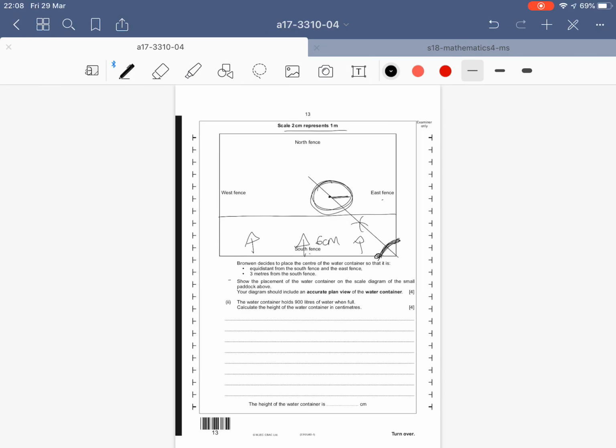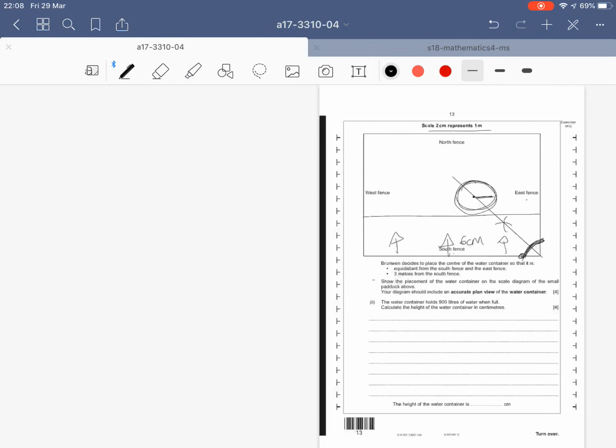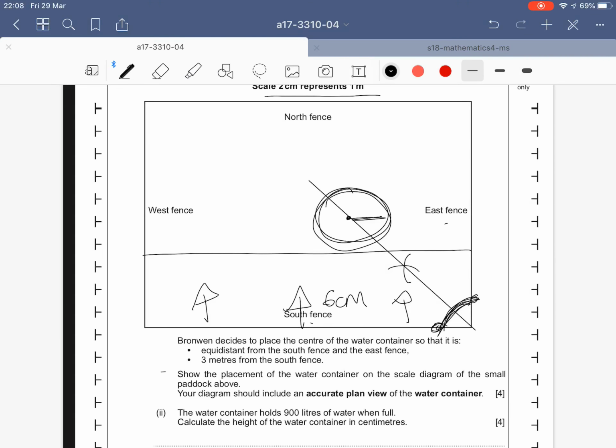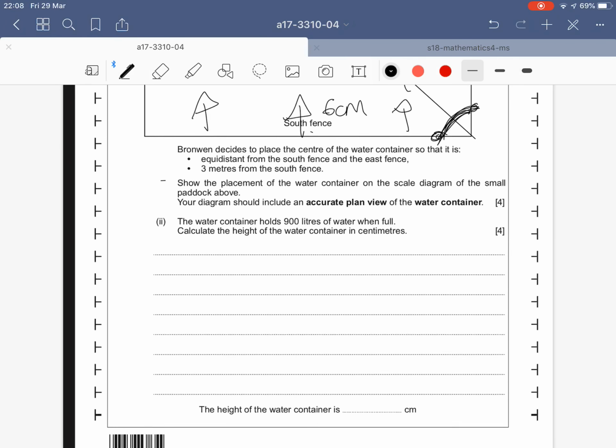And they've said it's got to be 1.4 meters here, and we are in centimeters, so you've got to double that for your diameter. So your radius is going to be 1.4 centimeters and your diameter 2.8. So ask your teacher how you could do that one properly with a compass, because I can't show you on the iPad.